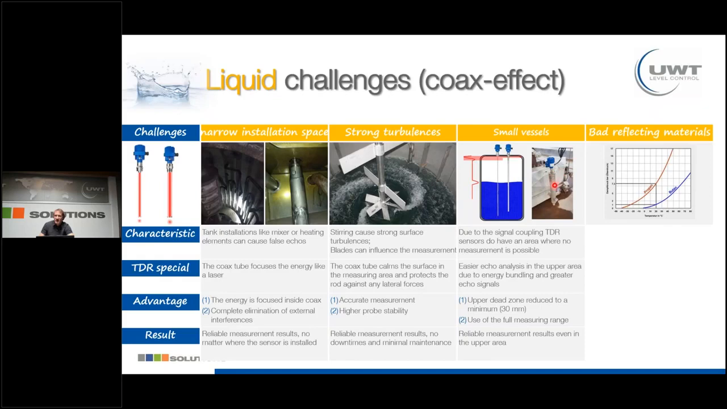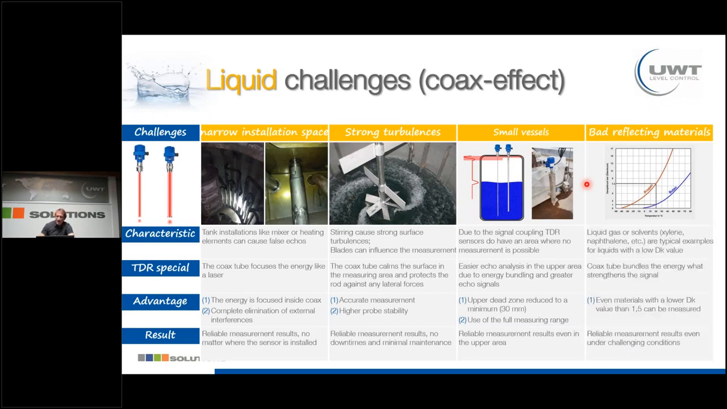It can also be installed in this little tube, in these bypass elements. This has the same effect as the coax tube: it focuses the microwave and increases the signal strength. So with this type of installation, you're always on the safe side, and this will give you a really reliable measurement. Another effect is that due to this focused signal, we get improved signal strength.